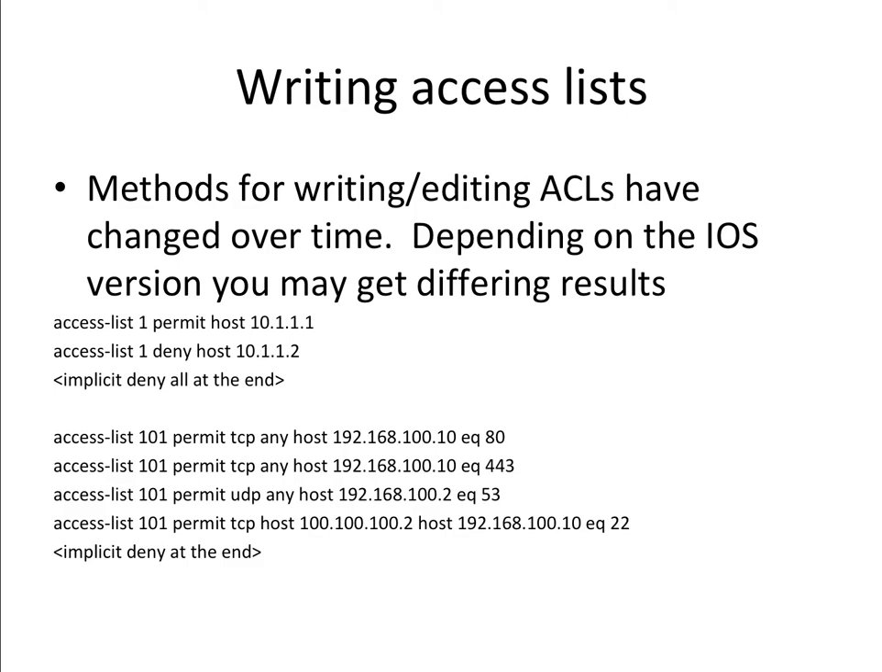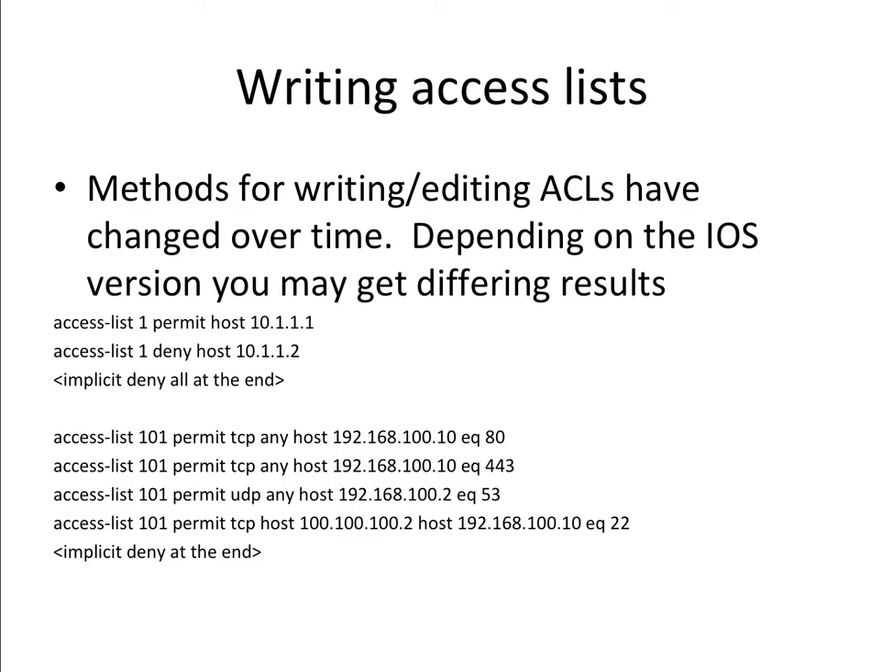Then I have, in angle brackets, implicit deny at the end. So everything that was not permitted is going to get denied. In reality, that second access list entry of deny was redundant because it's automatically going to get dropped anyway. So that's what that list is going to do.